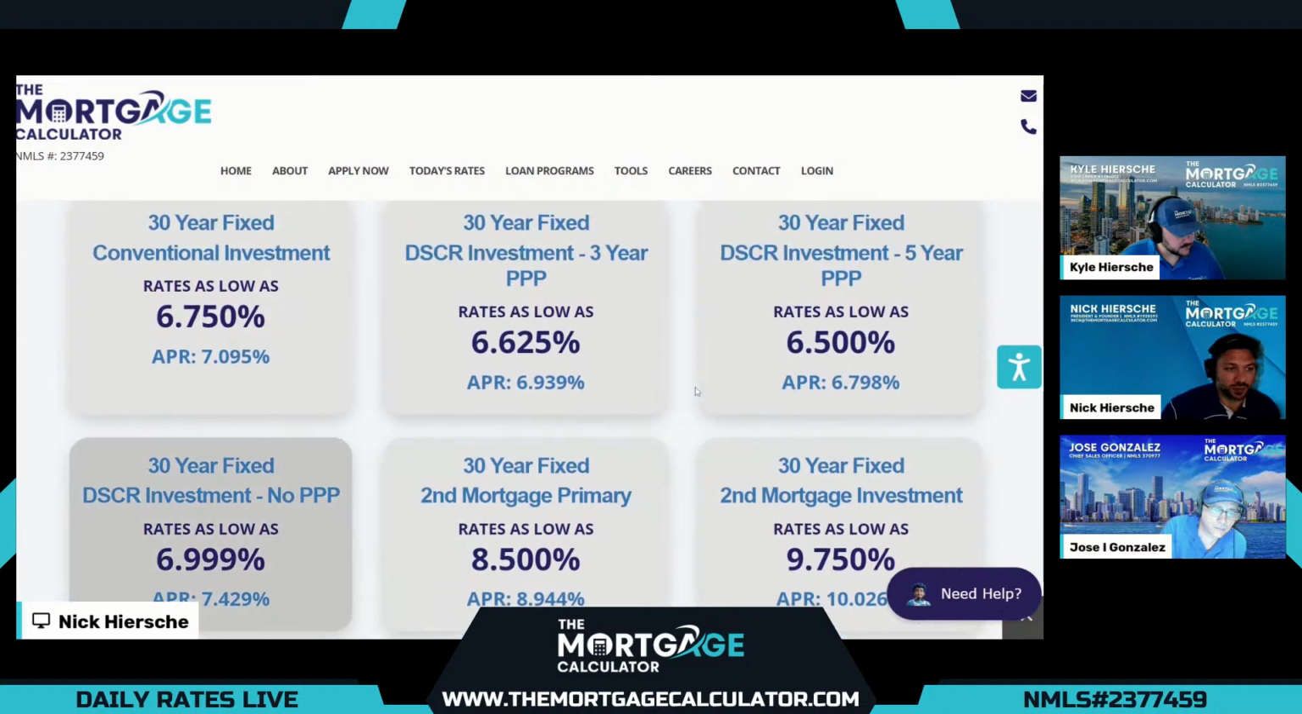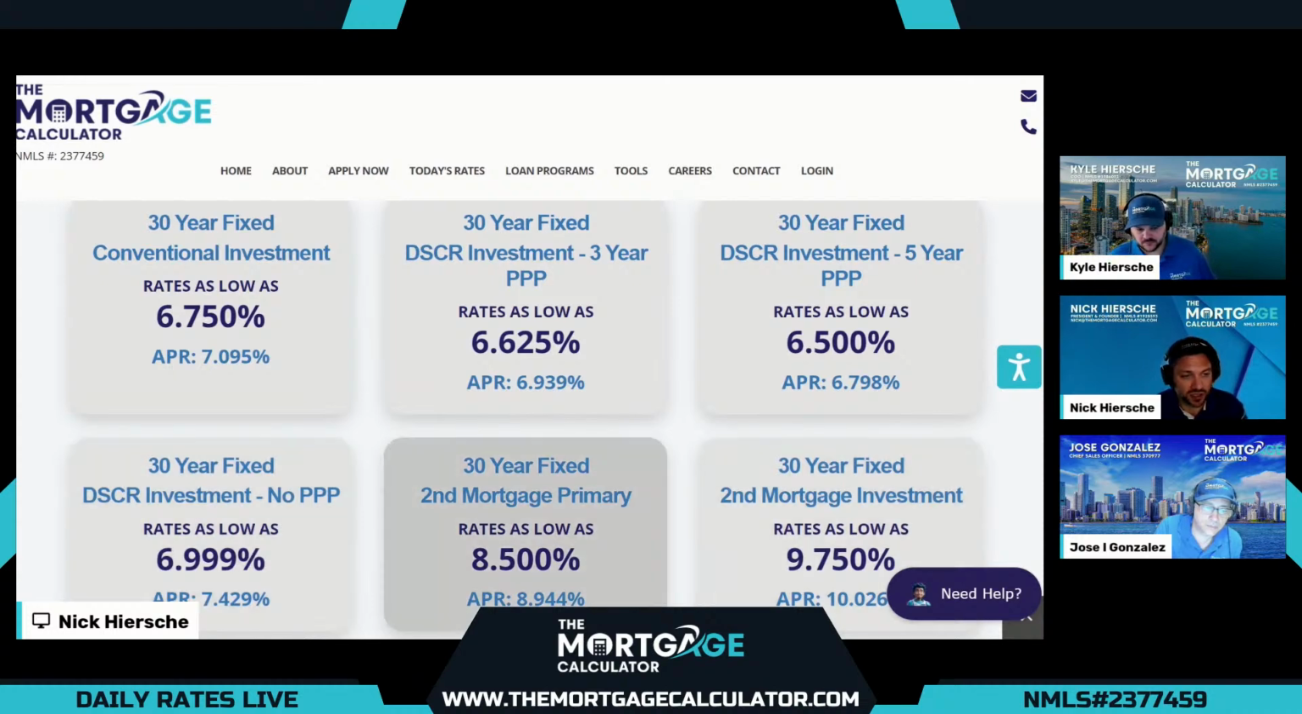And we do have an option for no prepayment penalty for DSCR loans. This is common for states that don't allow it, and some investors don't want it. Rates as low as 6.999, final APR 7.429. So notice it's a touch higher than conventional if you want no prepayment penalty. Most investors still prefer a DSCR loan, even though it is a little bit higher cost there.